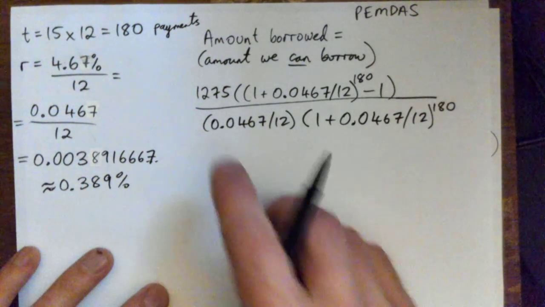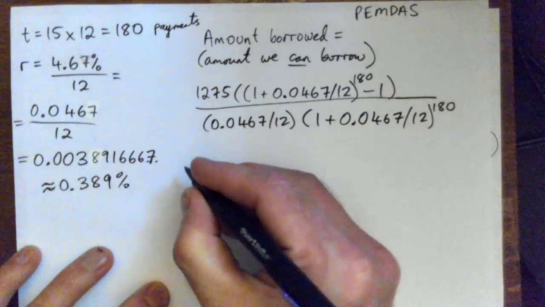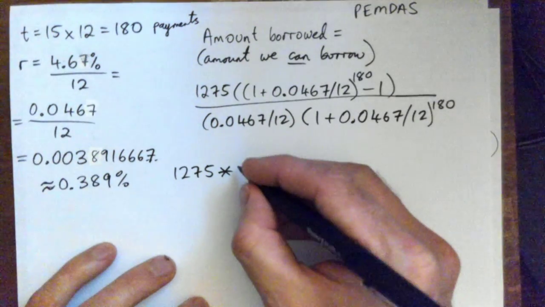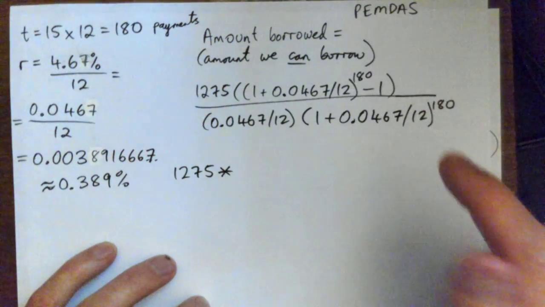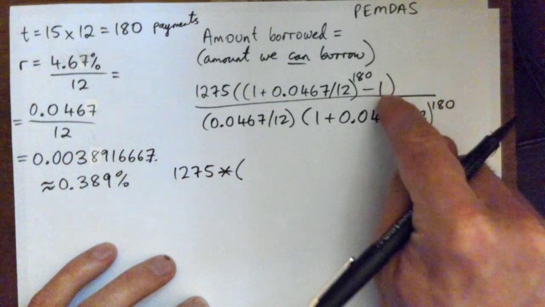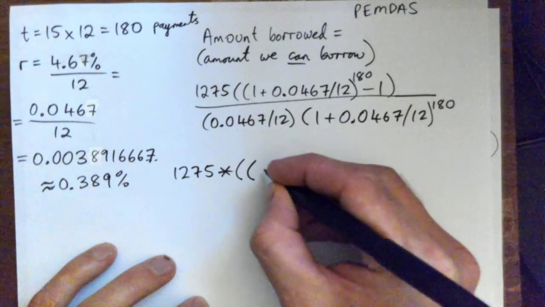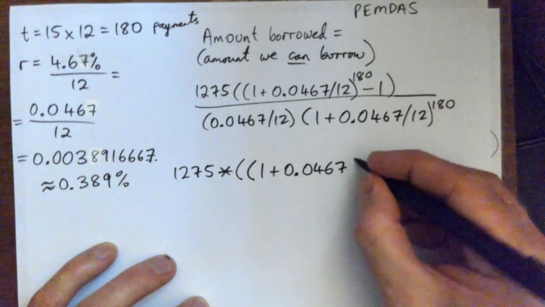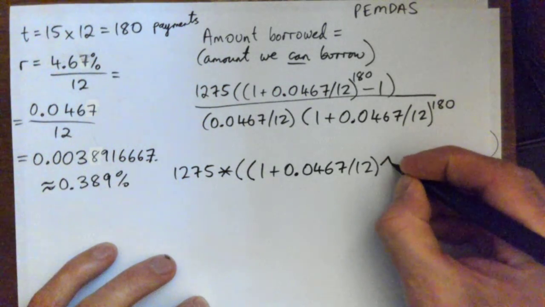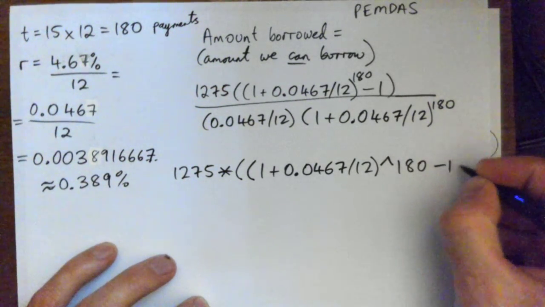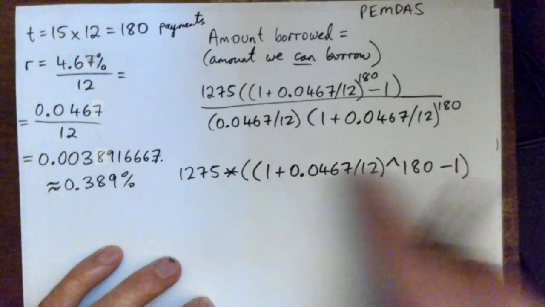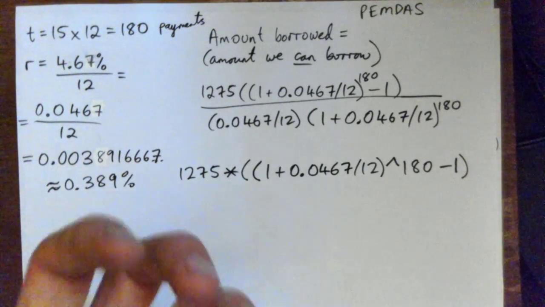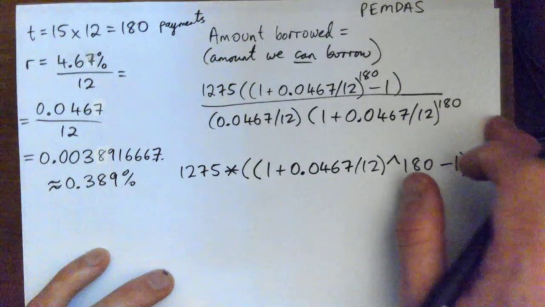So that's how our formula is set up. In the calculator, if I want to get that top correct, I'm going to go 1275 multiplied by, and then I'll do 2 parentheses, because I want to contain the negative 1. So I go parenthesis and then parenthesis, and then 1 plus 0.0467 over 12, to the power of 180, and then subtract 1 and close the parenthesis. That would be the top in the calculator.